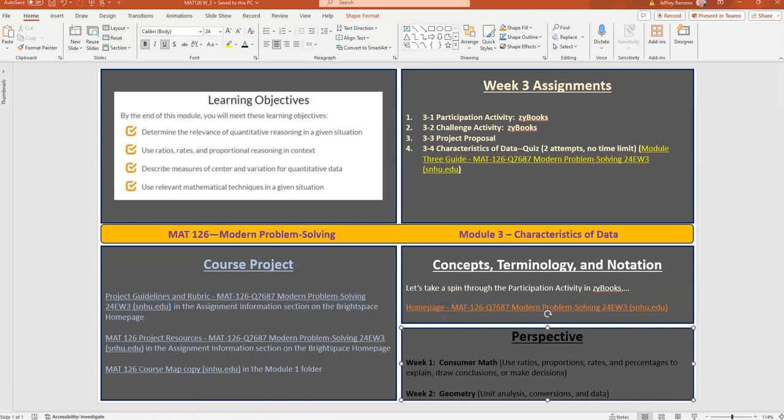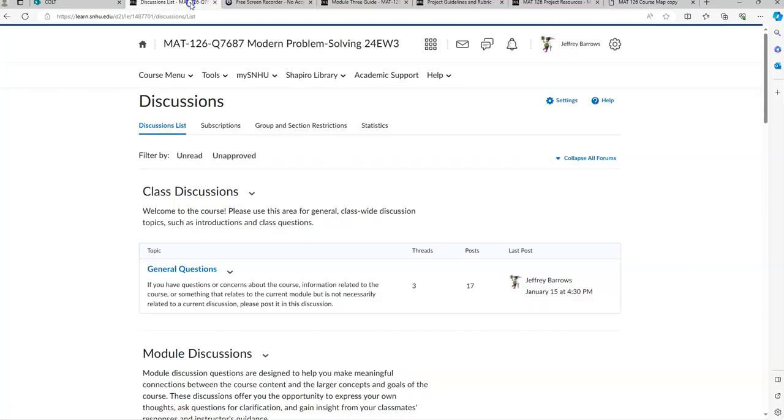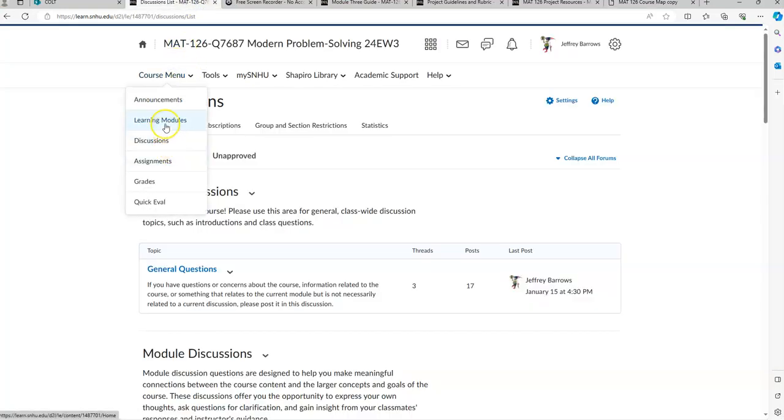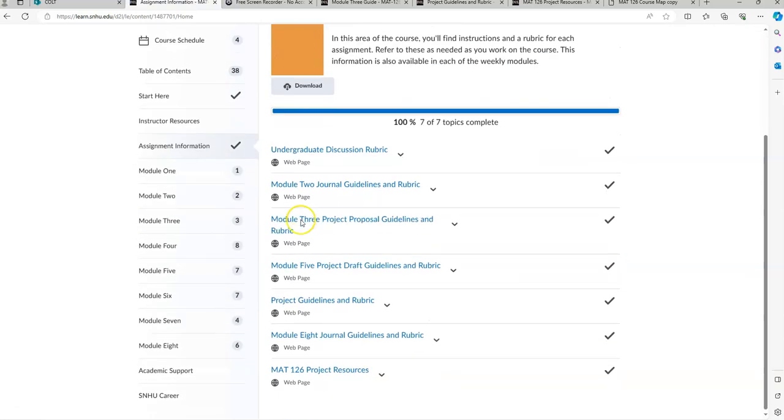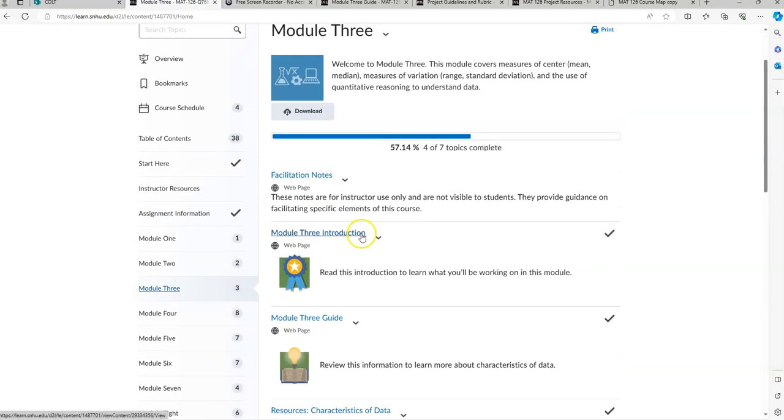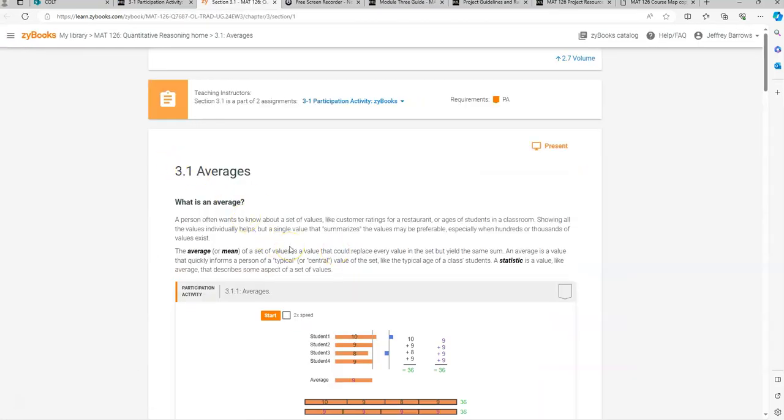Not sure how I lost that link, but let me just go to that myself in module 3. And so let's take a quick look at zyBooks here. I apologize that I lost that link. So again, we start off with a discussion.